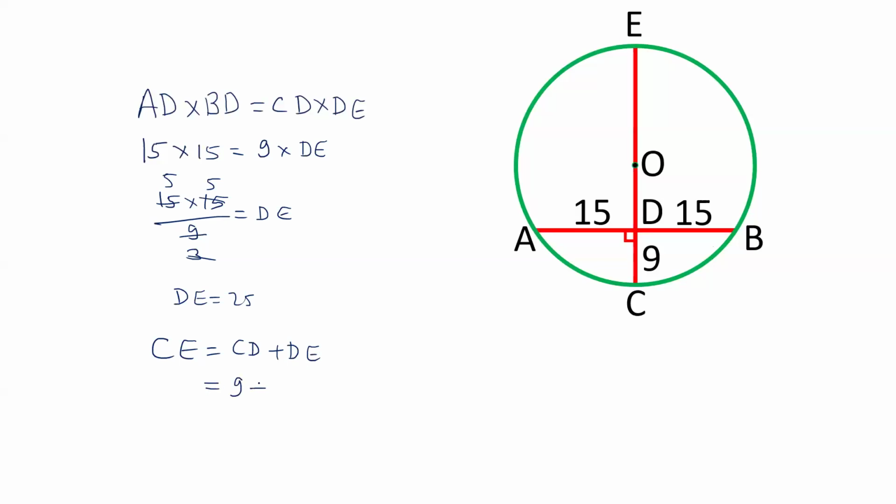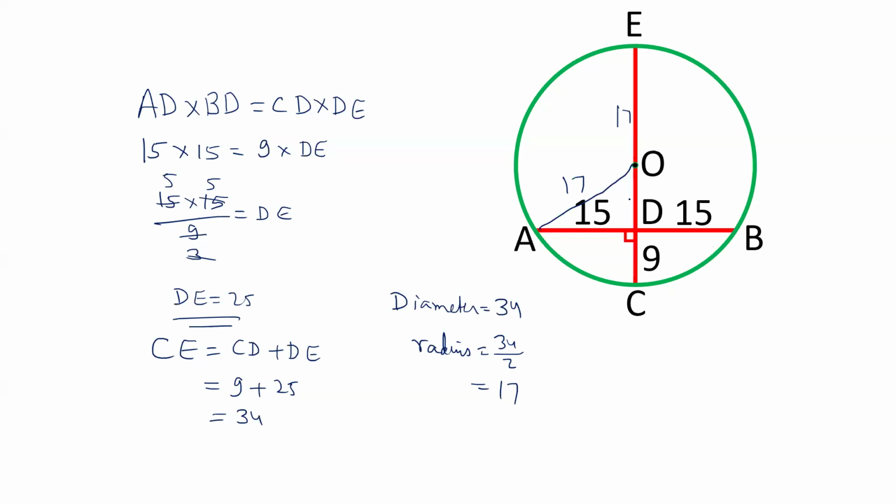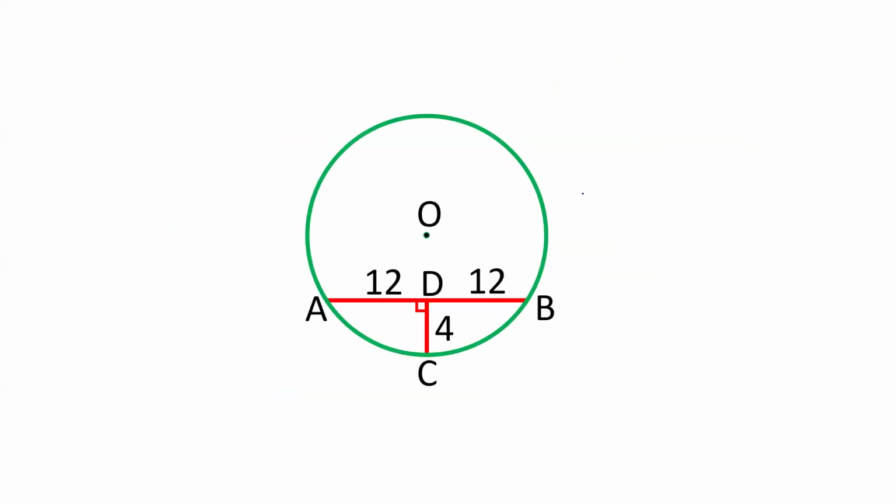And now we calculate CE equal to CD plus DE. We know that the value of CD is 9, the value of DE is 25, and therefore the value of CE comes out to be 34. This is the diameter of the circle passing through the center, and therefore the diameter is 34. Radius will be equal to 34 by 2, that is 17. We know that DE is 25. This is 17. 25 minus 17 is 8. And we can see here this is a Pythagoras triplet. Let's see one more example.